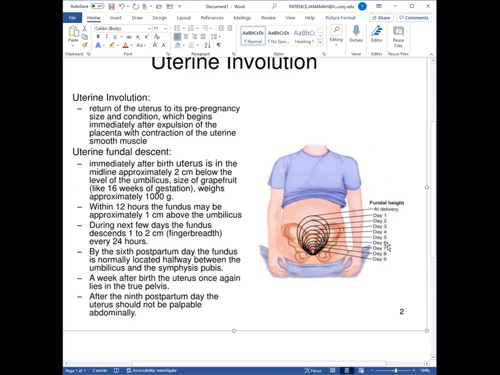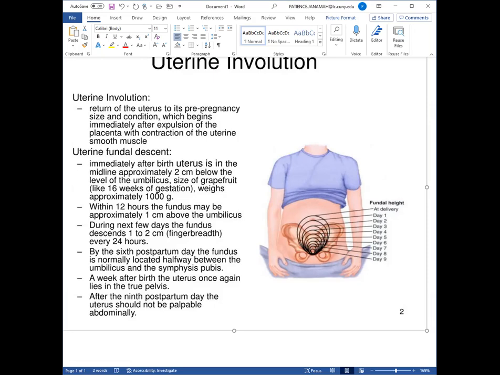A week after birth, the uterus once again lies in the true pelvis. The week is 7 days. It goes back and lies in the true pelvis. After 9 or 10 days, the uterus should not be palpable abdominally. If you are able to palpate it and it is tender and firm, there is infection.